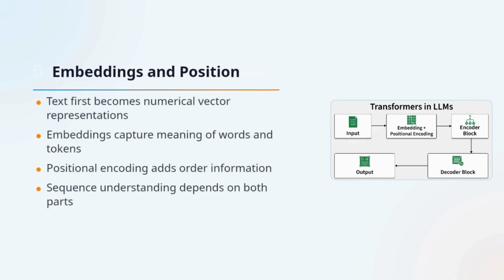A model cannot directly understand plain text the way humans read it, so the text is first converted into numbers called embeddings. These embeddings represent tokens in a form the model can process mathematically. Then positional encoding is added so the model knows the order of words, because sequence matters a lot in language. Without position information, many sentences would lose their actual meaning.